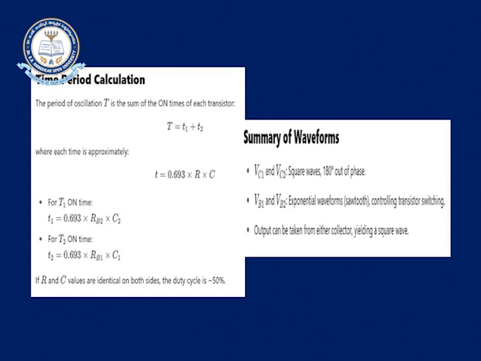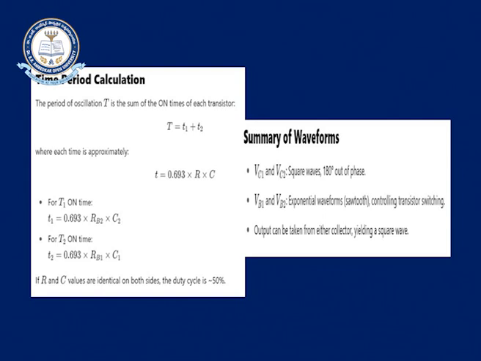Like that, the charging as well as the discharging takes place. And how do you calculate the time period? The oscillation time period capital T is the sum of the on times of each transistor, that means T1 as well as T2 both you have to consider. So, capital T equals T1 plus T2, and this gives you the same thing we already derived earlier, that capital T equals 0.693 RC. The same thing. These are the equations you can use.